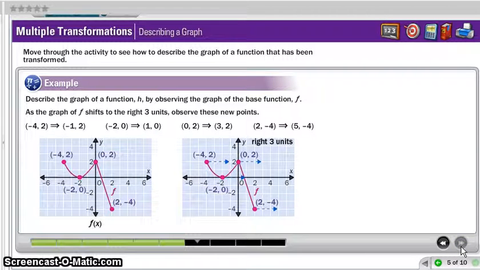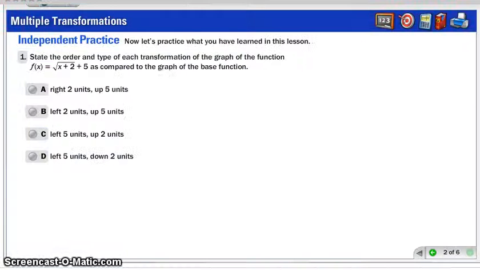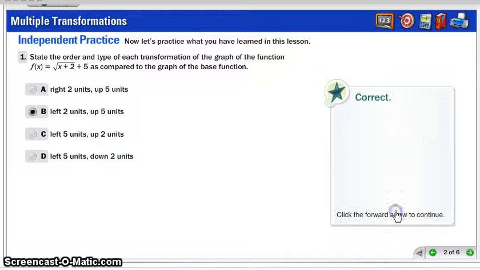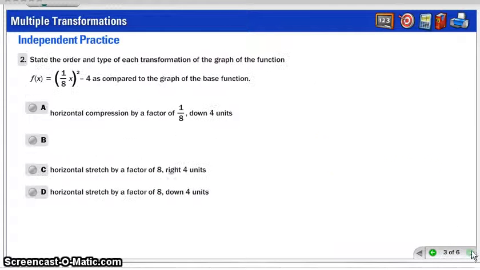But the biggest thing you need to pay attention to is the parentheses. Alright, so let's take a look at some more questions here. Again, you're going to look for your horizontal change first. As you see, all your answers start with either right or left. So here you would be the opposite of positive 2, which would be left 2 units, and then that positive 5 at the end, your vertical change, is up 5.